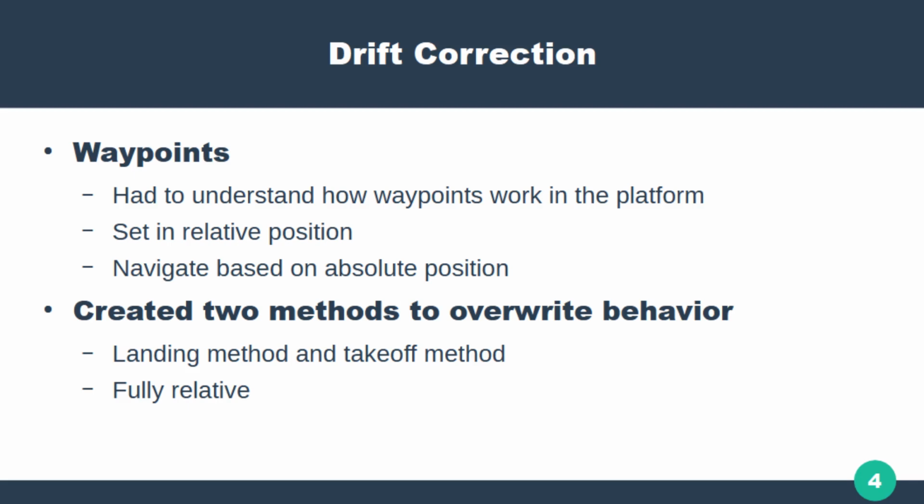Finally, I moved to correct the drifting problems seen in Project 2. As a review, the drone will experience drift upon takeoff, leading to inconsistent flight trajectories and landings. To correct this, I used the drone's ability to set and navigate waypoints. In the process of doing so, I discovered that waypoint navigation is not completely based on relative position. Waypoints are set using relative position as expected.